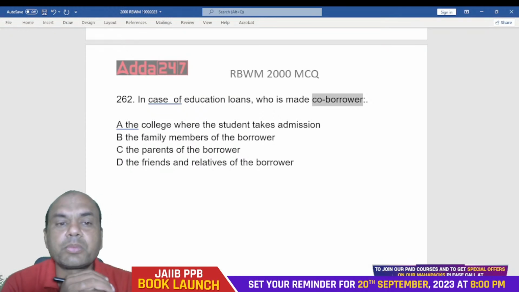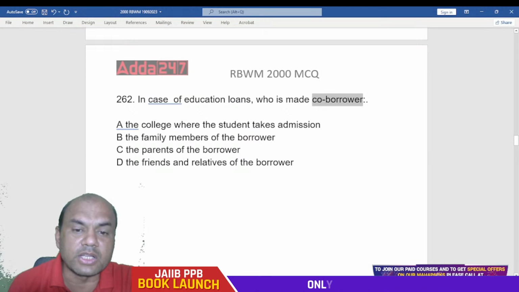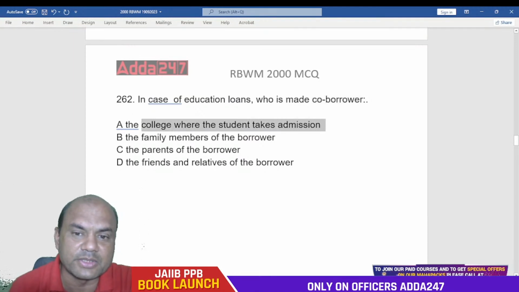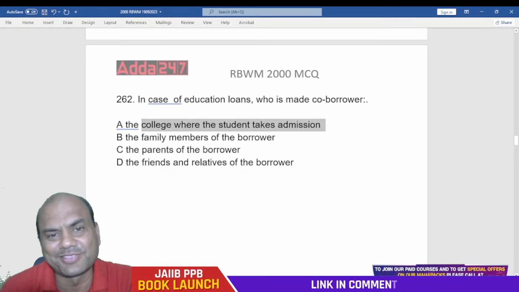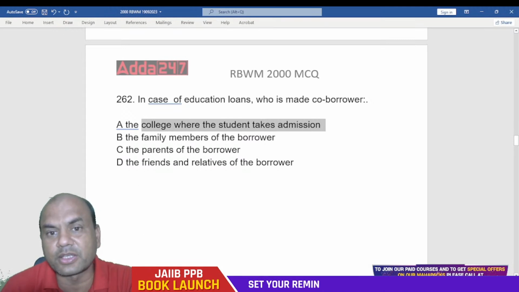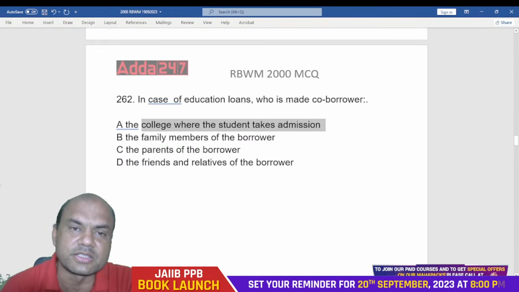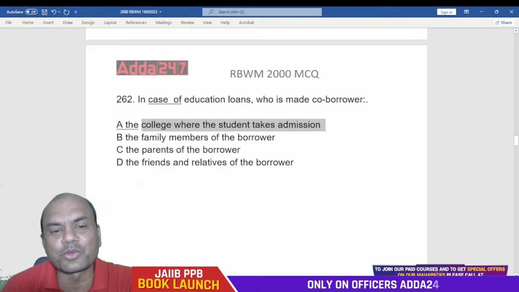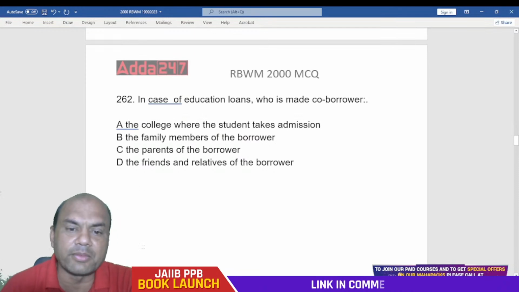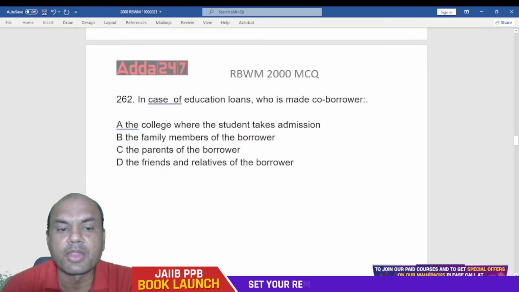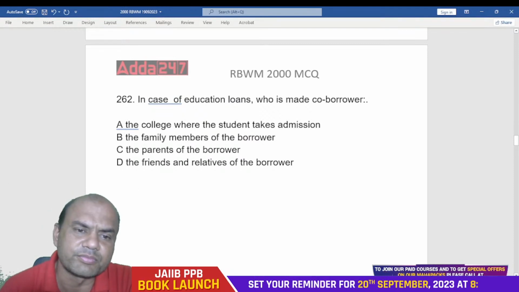So whom do we take as the co-borrower? The college where the student takes the admission? My God. This college will go bankrupt. Let's say there are 1000 students in any college, and the college becomes the co-borrower to all these students. The college will go bankrupt, right? So that is out. Then family members of the borrower, the parents of the borrower, friends and relatives of the borrower, near and dear ones.